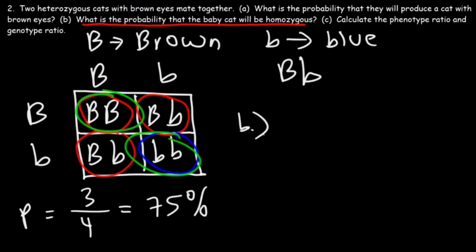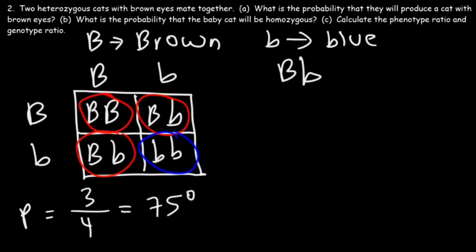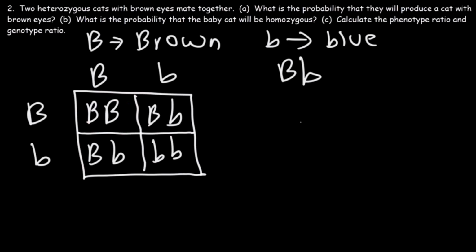So for part B, there's going to be 2 cats out of a total of 4 with a homozygous trait, or a homozygous genotype. So that's 50%. Now let's talk about calculating the phenotype and the genotype ratio in part C.